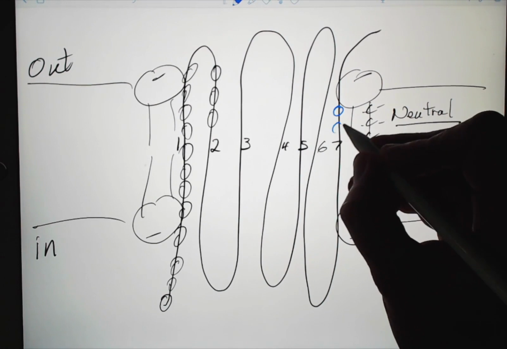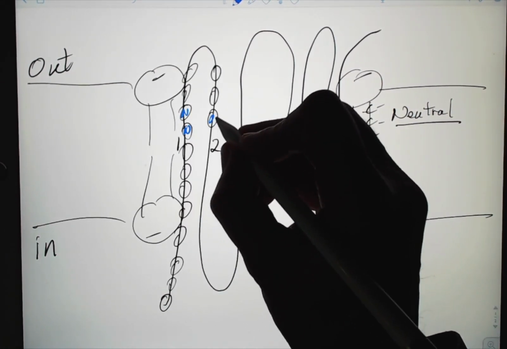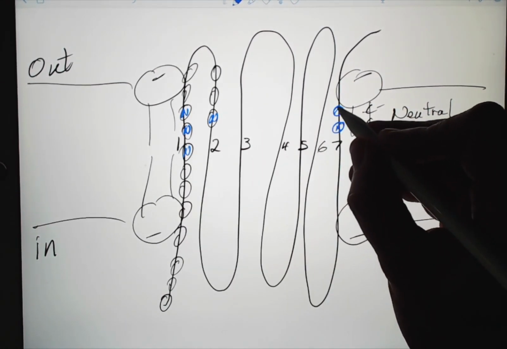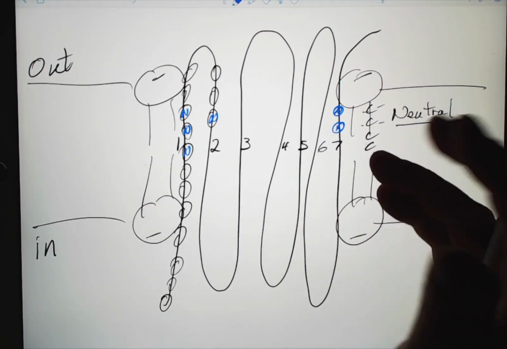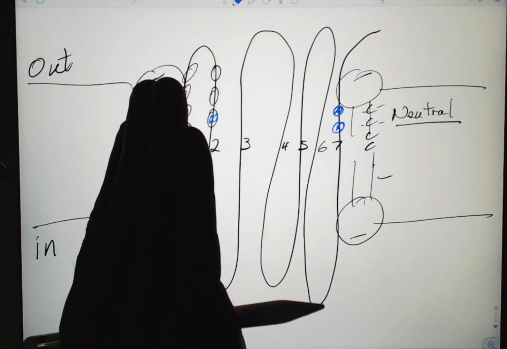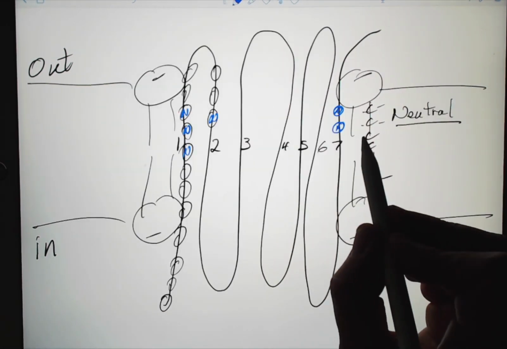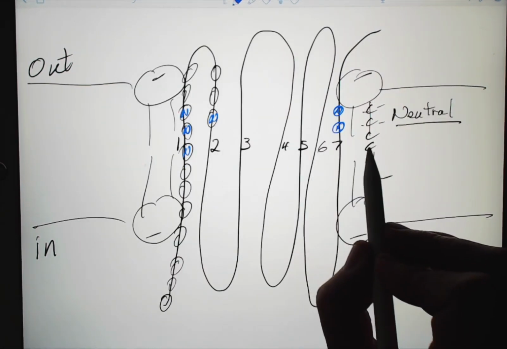So on the inside, we need amino acids that are neutral, interacting with the neutral lipids. In this case, I've drawn them on both sides, but of course our protein is three-dimensional, and so the plasma membrane is surrounding it on all sides.